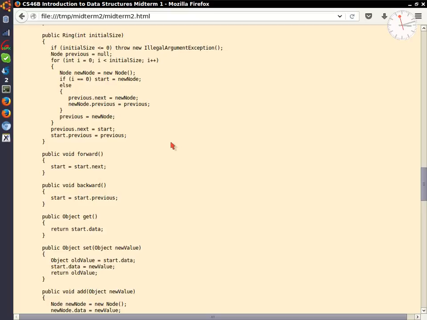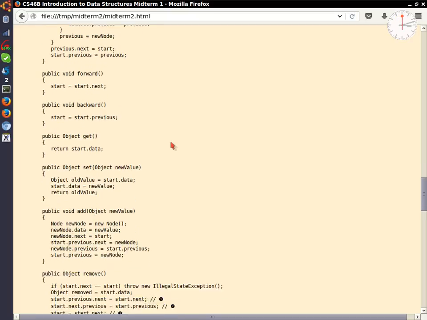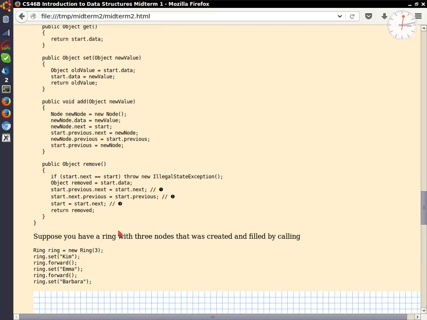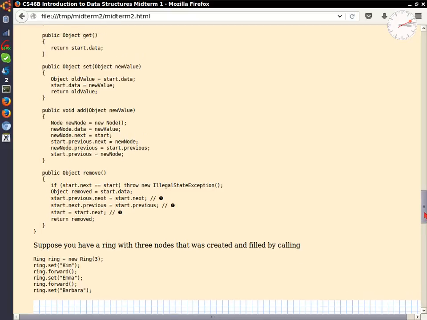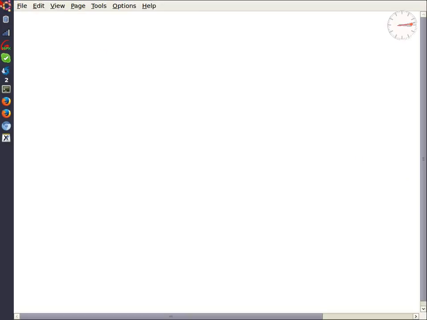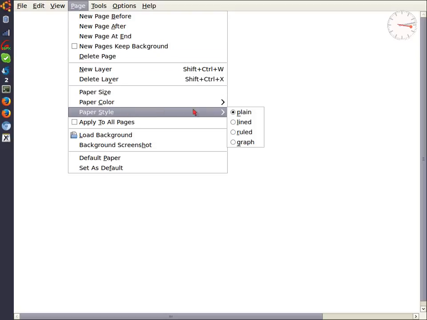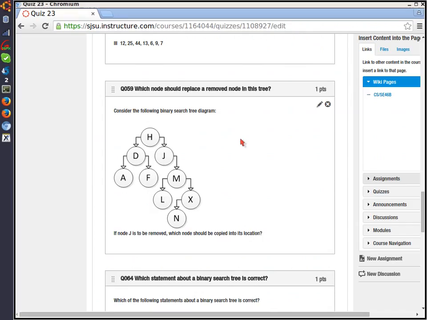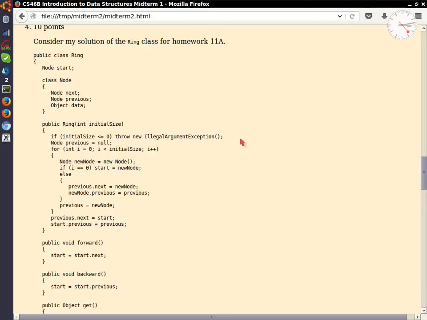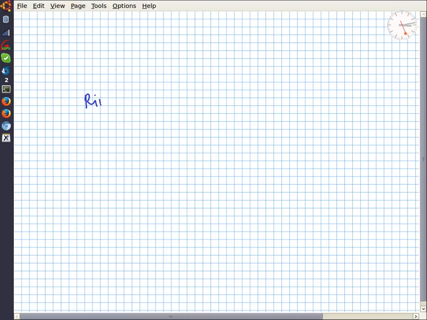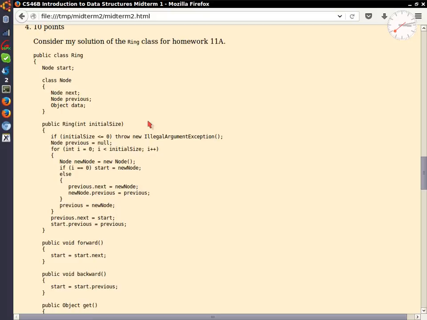So the first one was with a ring. So let's see. So I got the task to execute this thing here. So I'm making a ring with 3 elements. Benefit from graph paper. So let's see, what's a ring? A ring has a node. And the node is called start. And now I'm getting 3 of them.